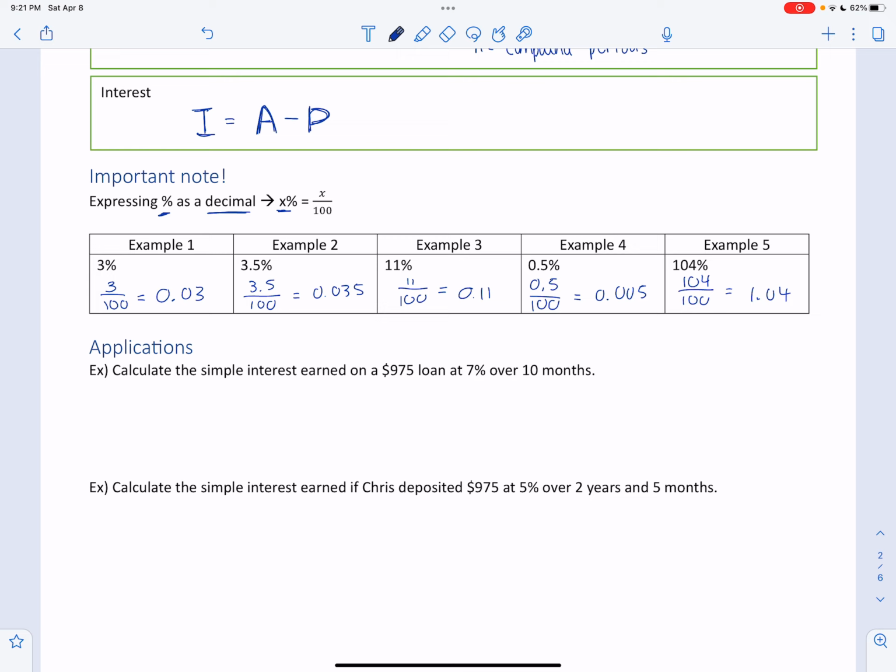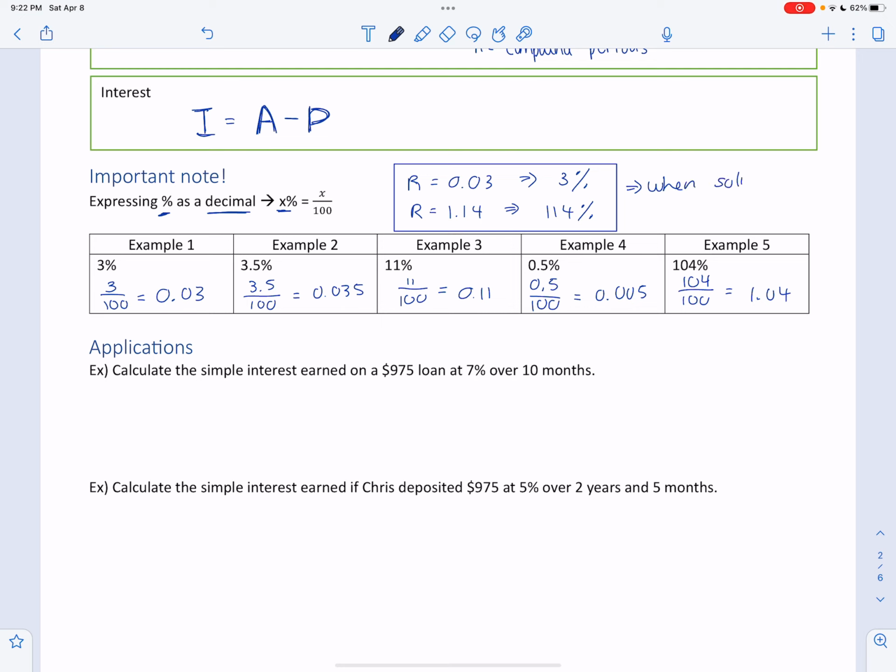If you found the rate, you must multiply by 100%. So if you found R equals 0.03, it's actually representing 3%. If R was 1.14, you need to say this is 114%. Okay, just a little reminder here. This is for when you're solving for R. Just want to make sure you don't get that mixed up. Let me draw this properly. Okay, so this is for when solving for R.